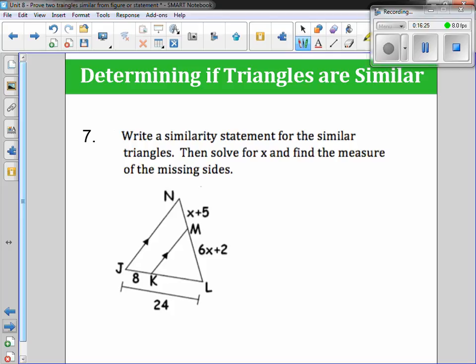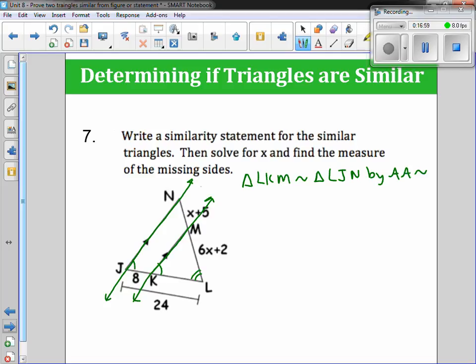In example 7, we have parallel lines NJ and MK. And since these lines are parallel, we know that they create corresponding angles. We also have a reflexive angle. So we know that triangle LKM is similar to triangle LJN by angle similarity. So we can set up a proportion and solve.